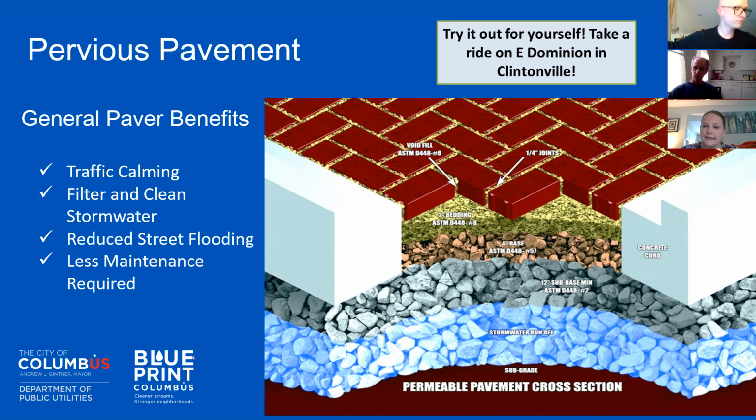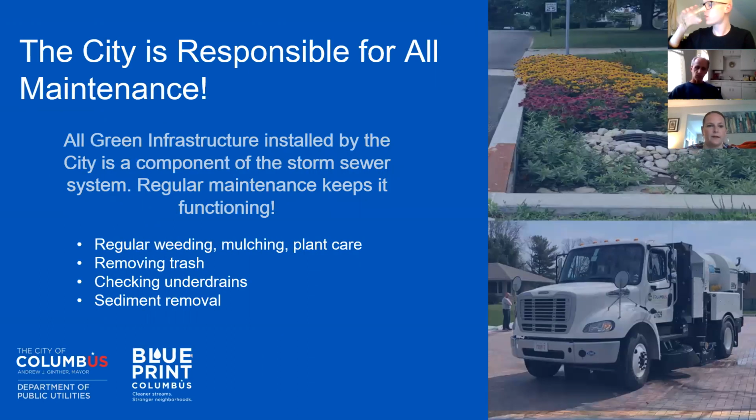If you'd like to see existing pervious pavement or rain gardens, you can take a ride to Clintonville on East Dominion Boulevard or Cook Way. You'll find the pervious pavement, and then you can probably easily find rain gardens as well close to that. We want to point out too that we use native plants in our rain gardens, special plants that can survive a lot of water and a lot of dry, and snow and ice and salt. They're very special, and we picked them for that reason. So you can check those out as well.